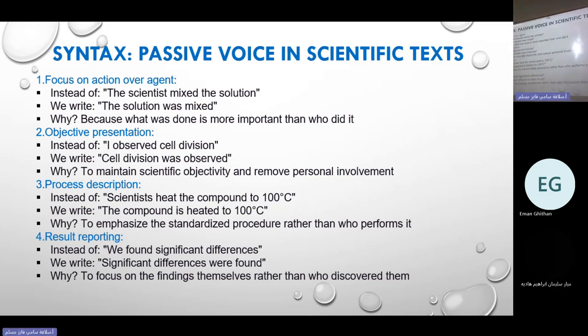Passive voice. We all know the passive voice. When do we use the passive voice? When we focus on the action and we don't care to know who did the action. So it focuses on the action over the agent. The agent is the subject. Instead of the scientists mixed the solution, we say the solution was mixed. We don't care that the scientist mixed it. Why? Because what was done is more important than who did it. Objective presentation. Can you read it?